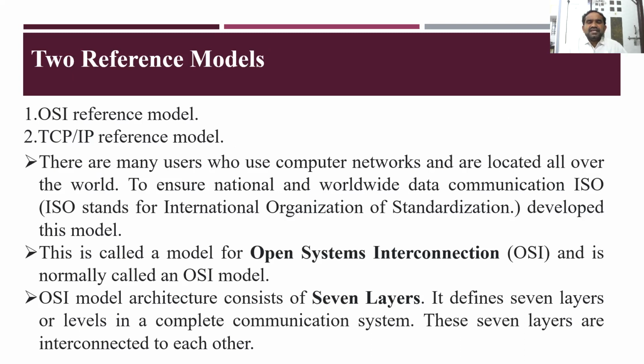Mainly in company networks, two reference models are there. The first one is the OSI reference model, and the second one is the TCP/IP reference model. Whenever you observe the names OSI and TCP/IP, those are only reference models. Based on the reference, they establish communication and some network.